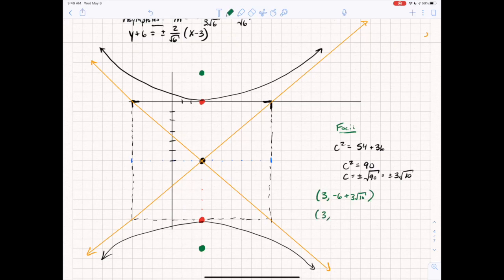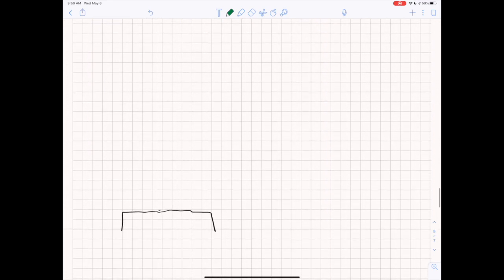And then I would say 3, negative 6 minus 3 root 10, because I'm moving vertically, so the x coordinate for the center would stay the same for my focal points. Same thing if I wanted to list out the ordered pair for my vertices. So there's C. So let's take a look at D.